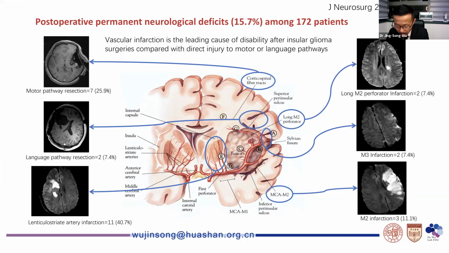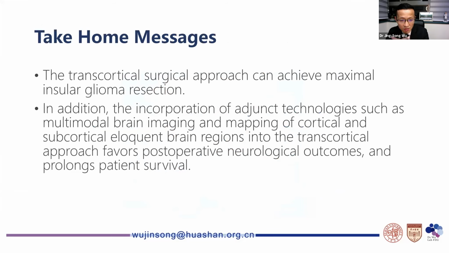Vascular infarction is the leading cause of disability after insular glioma surgery compared with direct injury of motor and language pathways. So in conclusion, we think the transcortical surgical approach can achieve maximal safe insular glioma resection. In addition, the incorporation of adjunct technologies such as multimodal brain imaging, as well as mapping of cortical and subcortical eloquent brain structures into the transcortical approach favors post-operative neurological outcomes and prolongs patient survival.